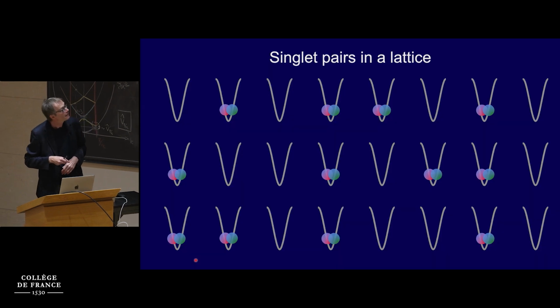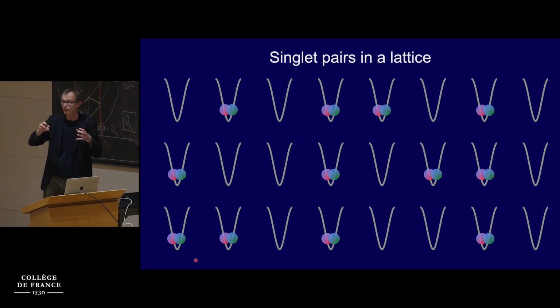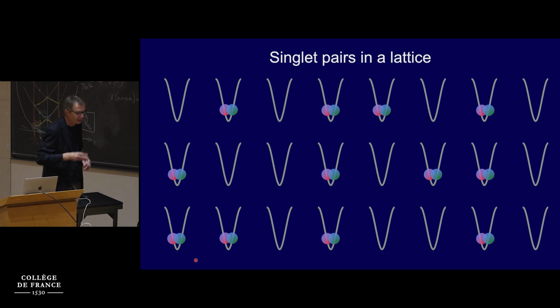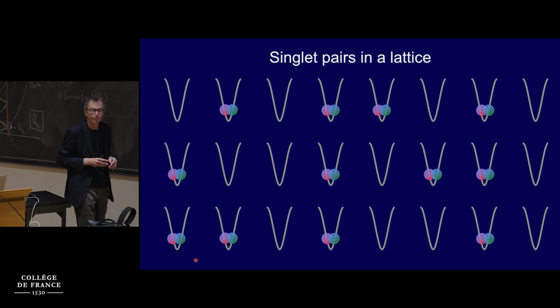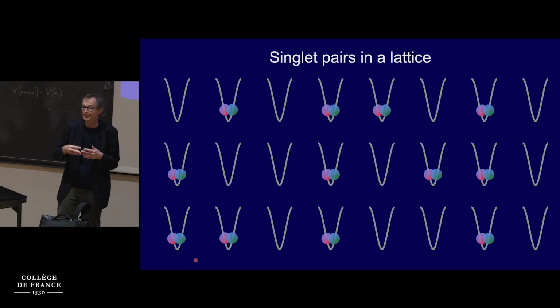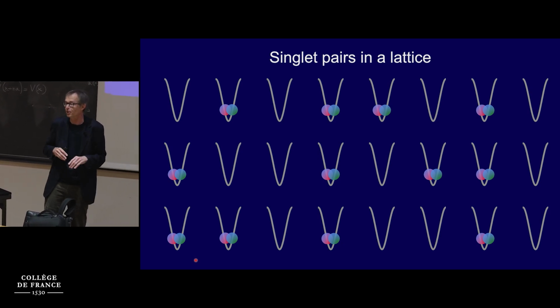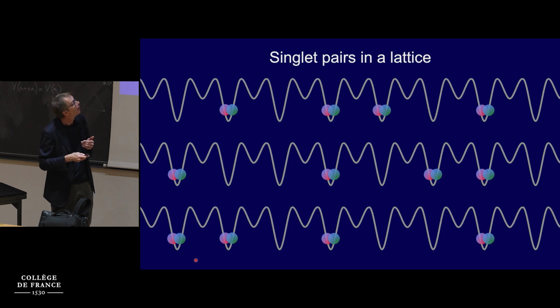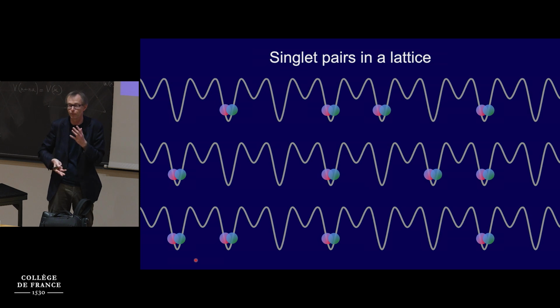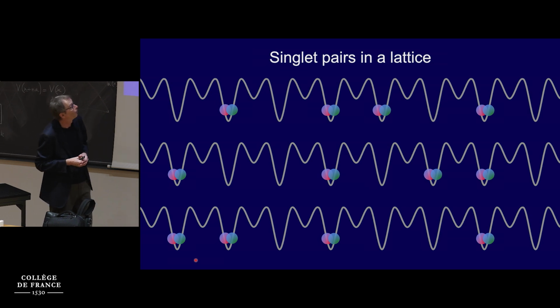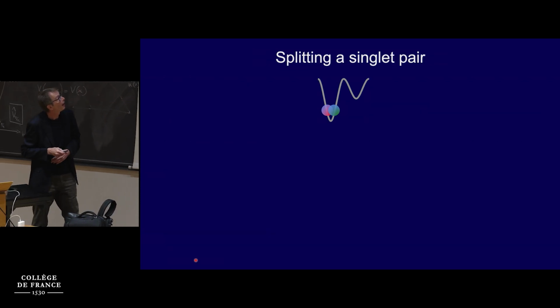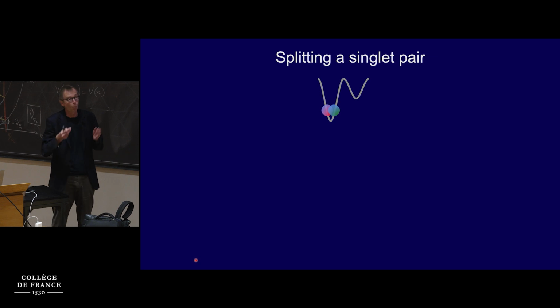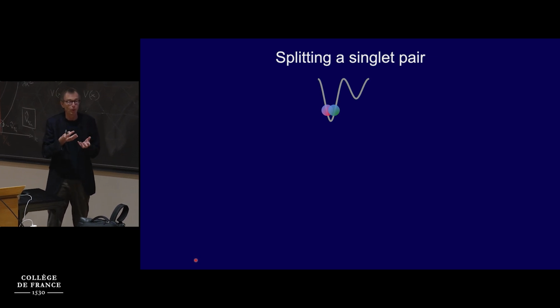So let's go back to our lattice with the singlet pairs sitting there. And as I told you, we are kind of a bit wizards in constructing these optical potentials. So we can also construct optical potentials where we have double wells. So we have a lattice of double wells, and we can control these double wells. And now let's have a look at one of these double wells.